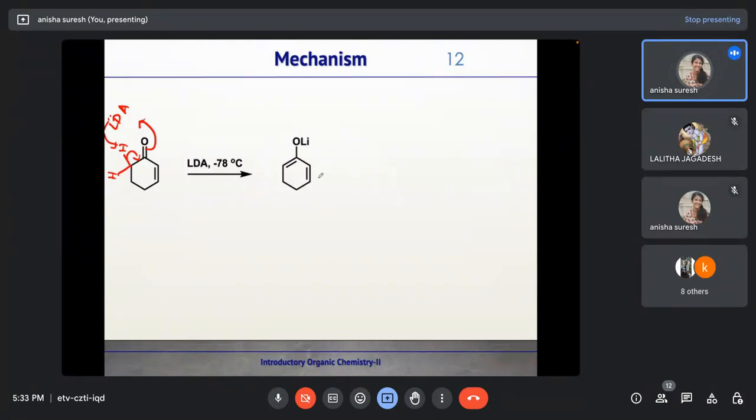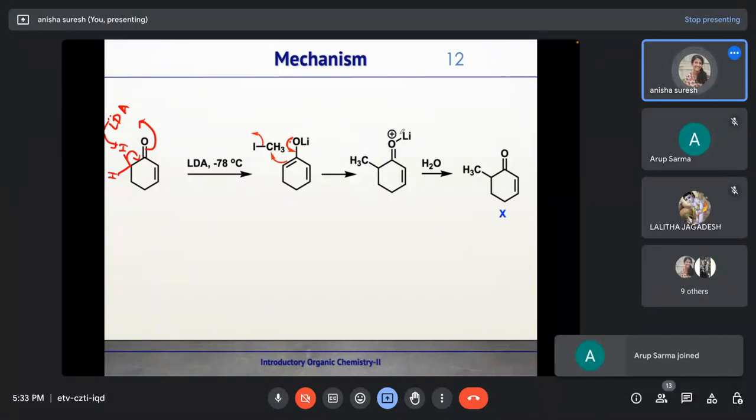this lithium enolate. Now this lithium enolate, this oxygen lone pair will fall down. This carbon-carbon double bond will go and attack on this methyl carbon of this methyl iodide, and this iodide will be leaving, giving rise to this compound. So alpha methylation will be taking place here, and upon treating with water we will get this compound X. So X will be alpha methylated cyclohexenone.